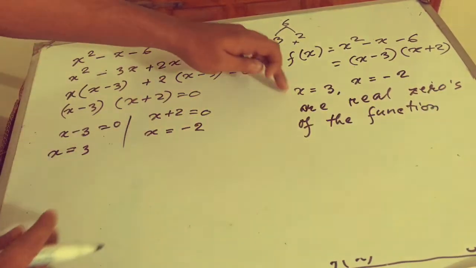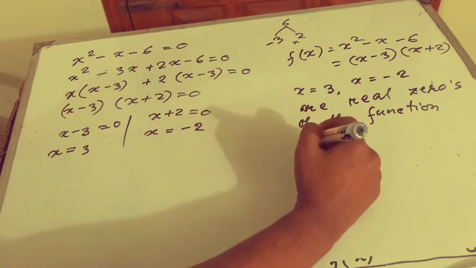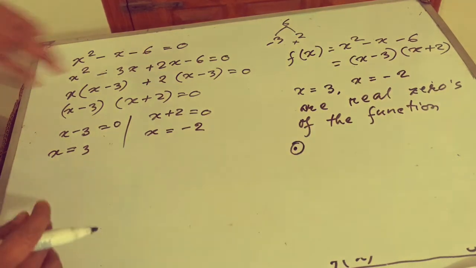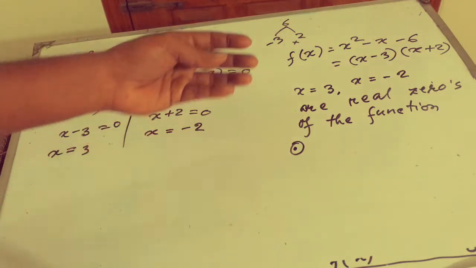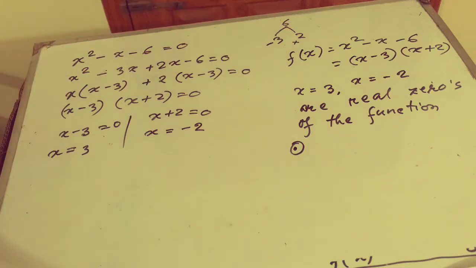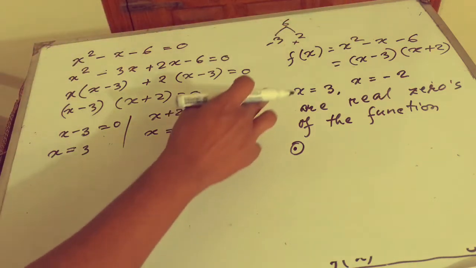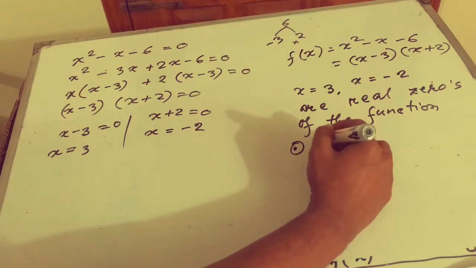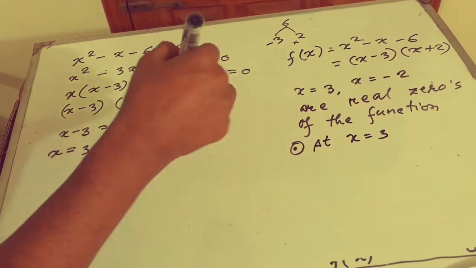When x equals 3 and x equals minus 2 are the real zeros of the function, we can make some other decisions about this also. Suppose x equals 3 and x equals minus 2 is given, and they are asking what it means, or what you understand from this. Then you can say, if x equals 3 is a real zero of some function, that means at x equals 3, the function becomes 0.